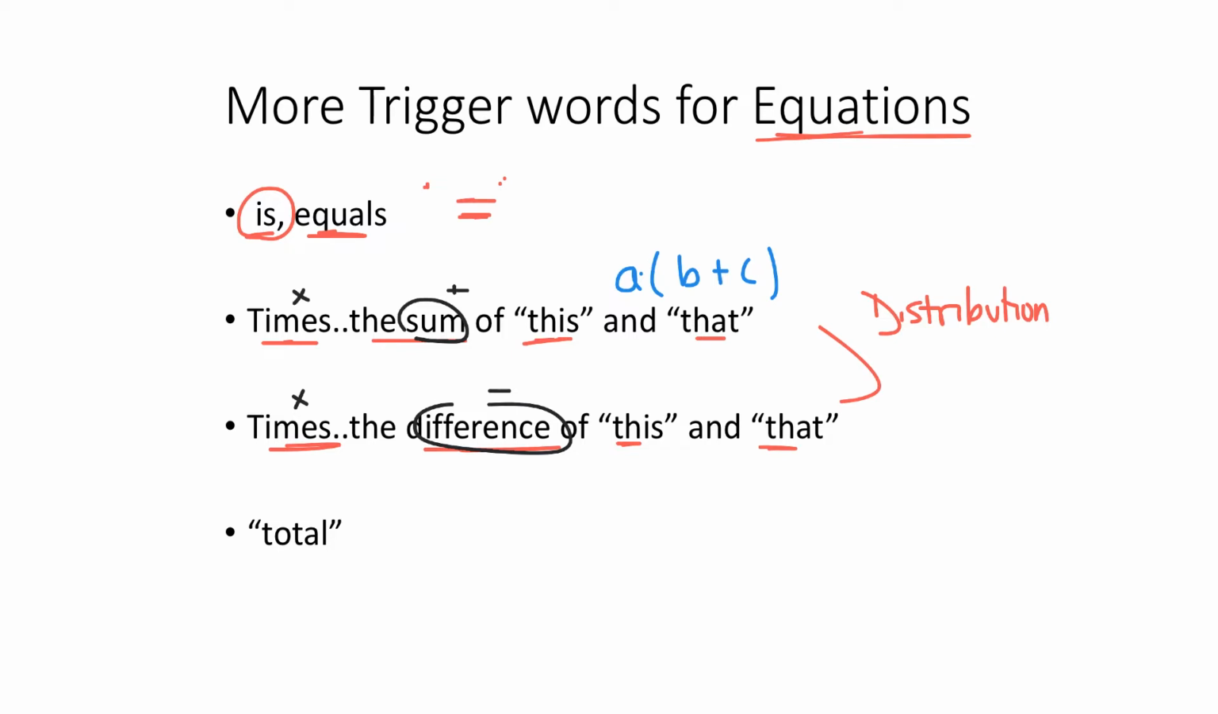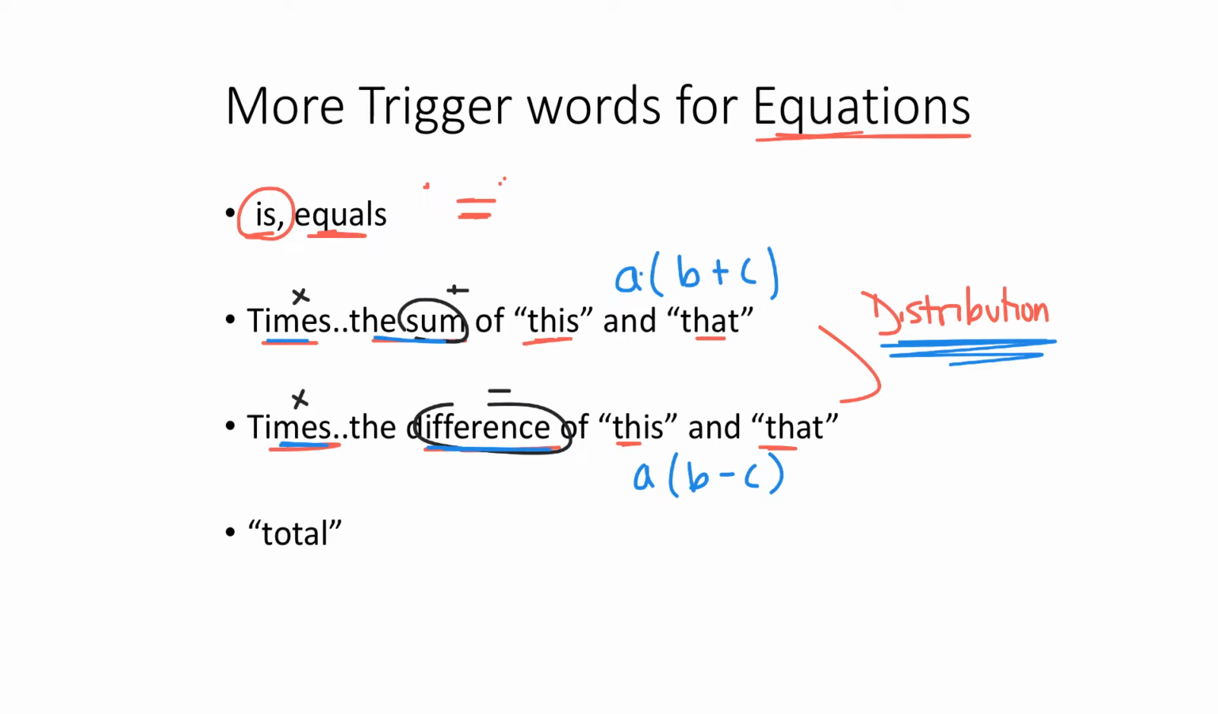If it's difference, that means subtraction, so that's going to look something like this. You're going to have two numbers subtracted together inside of a set of parentheses with a number multiplied on the outside. So if you ever see times the sum or times the difference, we're going to be setting up some kind of distribution problem, and we'll look at an example of that a little bit later.